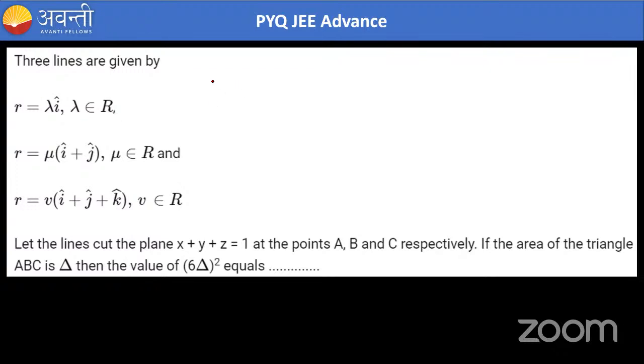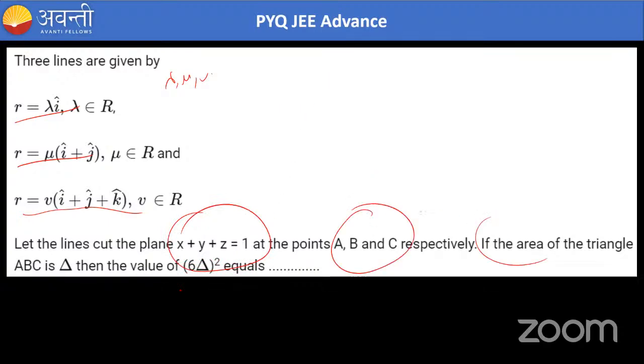Now, three lines are given by r = λi, r = μ(i + j), r = v(i + j + k). There are three variables, λ, μ and v. Let the lines cut the plane x + y + z = 1 at points A, B, C respectively. If the area of the triangle ABC is Δ, then we have to find out the value of 6Δ².